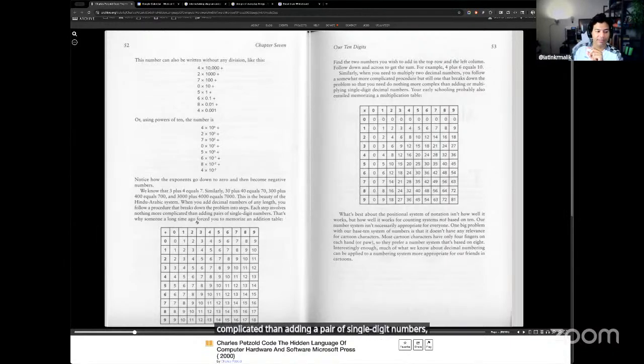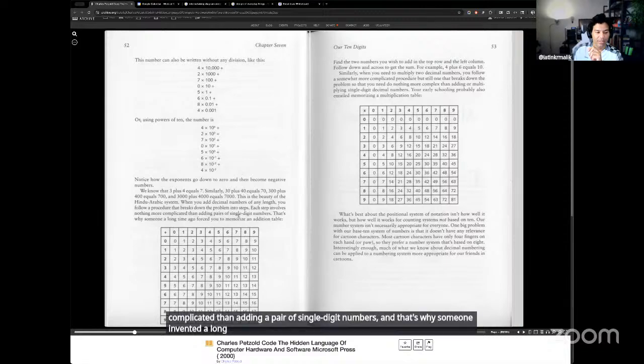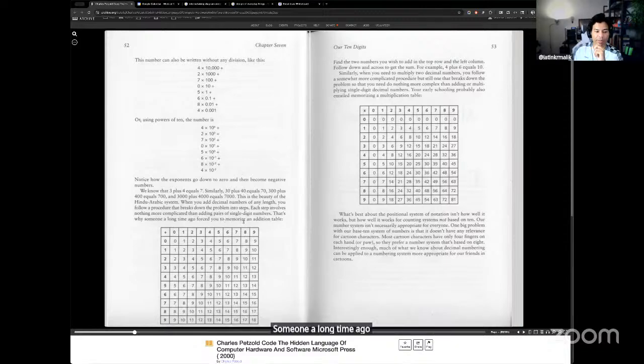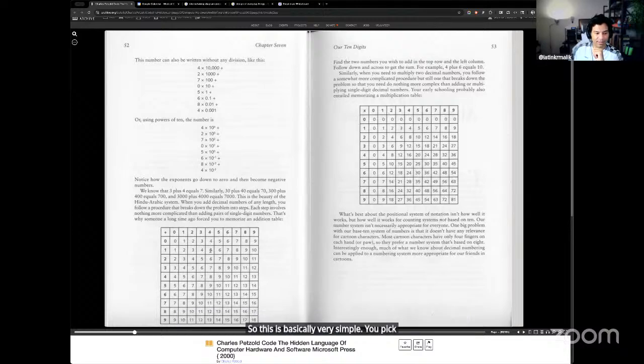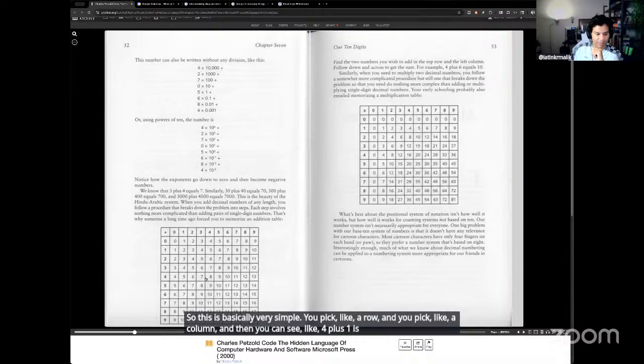And that's why someone a long time ago forced you to memorize an addition table. And this, I think, we learned in a different way. So instead of learning an addition table, we learned it more as a mathematical table. And I think that's what it is going to talk about in the next one. So this is basically very simple. You pick a row and you pick a column, and then you can see like 4 plus 1 is 5, 4 plus 4 is 8, and so on.